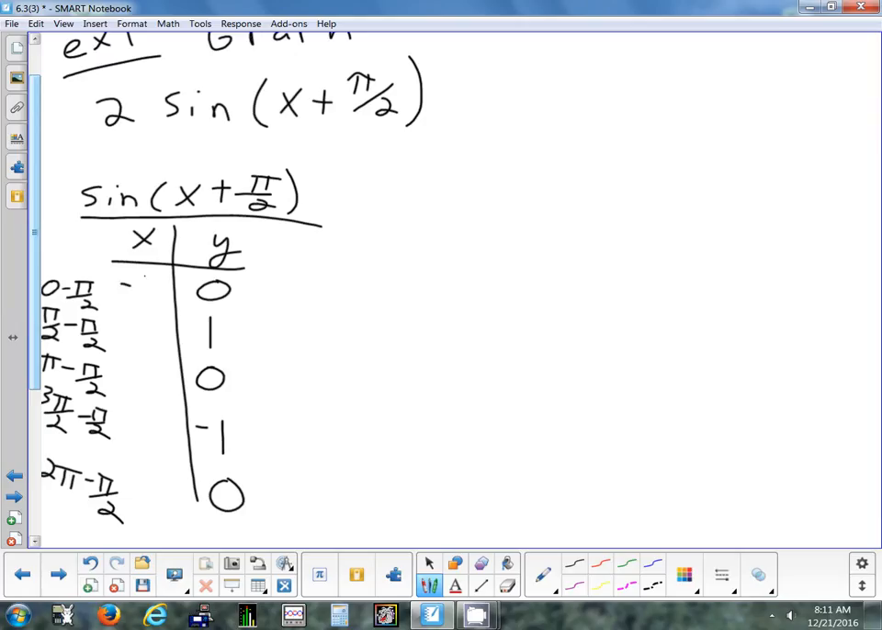0 minus pi over 2 is negative pi over 2. Pi over 2 minus pi over 2, 0. What's pi minus pi over 2? Pi over 2. The next one? Yep, just pi. And the last one? 3 pi over 2. Okay, so now you've taken care of your phase shift. So now we're going to do the vertical stretch, the amplitude change.